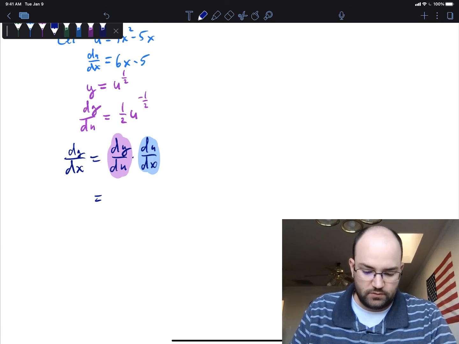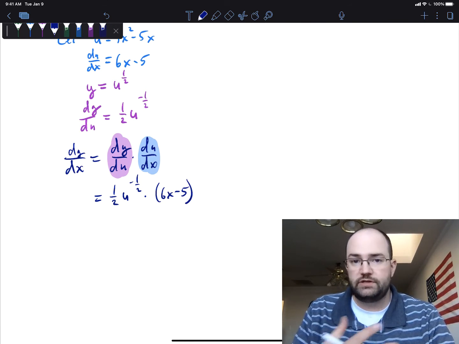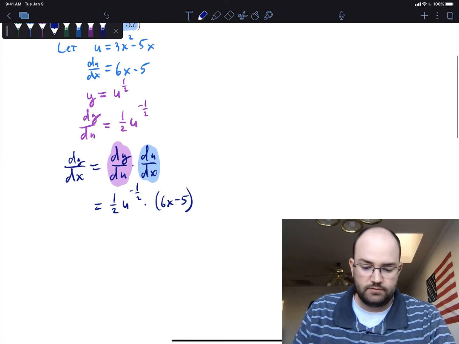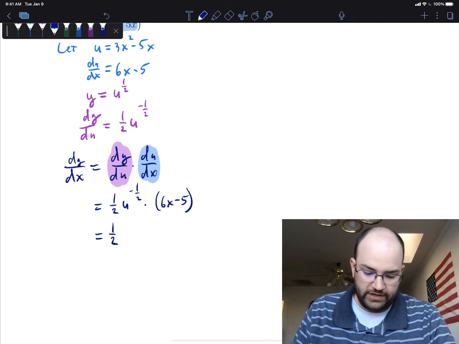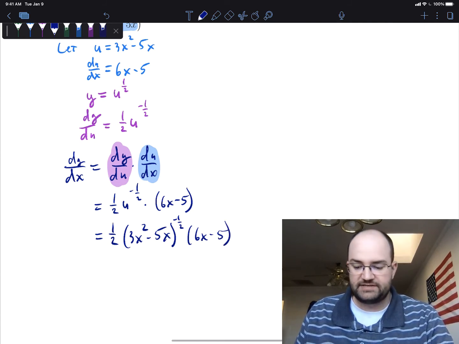So that gives us 1/2 u to the minus 1/2, and then times the du/dx, which is 6x - 5. And then just replace the u with the x that we saw up here. So u equals 3x^2 - 5x. So this is going to give me 1/2 times (3x^2 - 5x) to the negative 1/2 times (6x - 5).